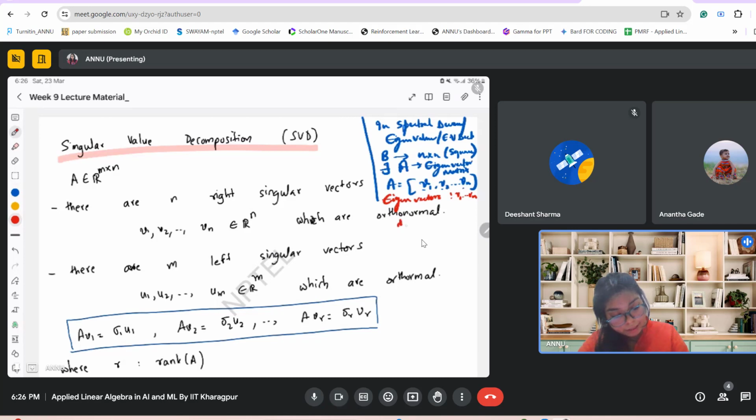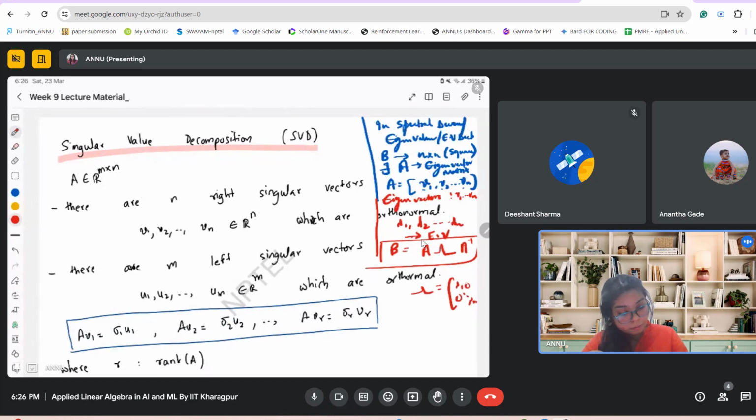Also lambda 1, lambda 2 till lambda n are the eigenvalues. So we could have written B is equal to A lambda A inverse. We wrote it like that, where lambda is nothing but the diagonal matrix with lambda 1 till lambda n, and zeros elsewhere.